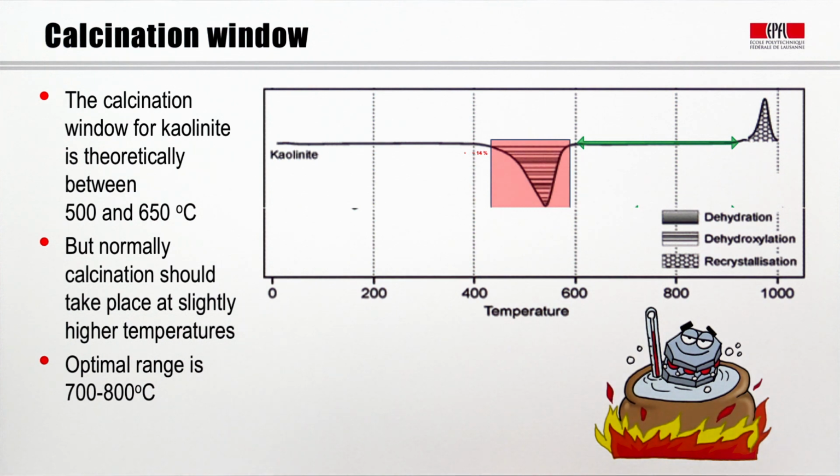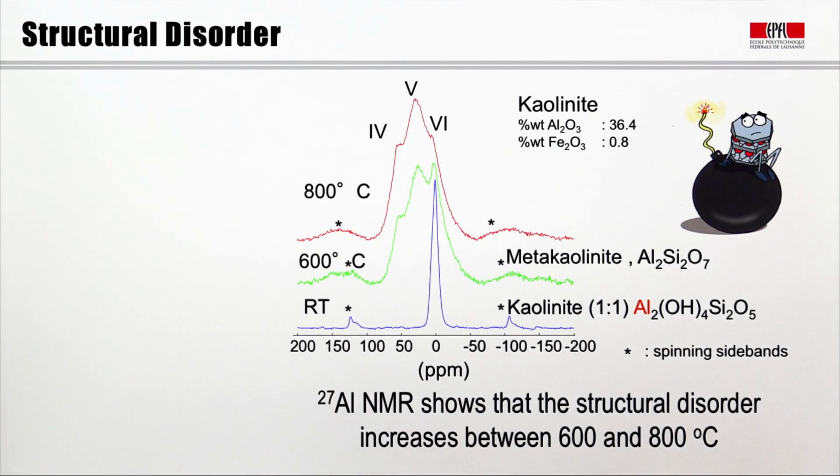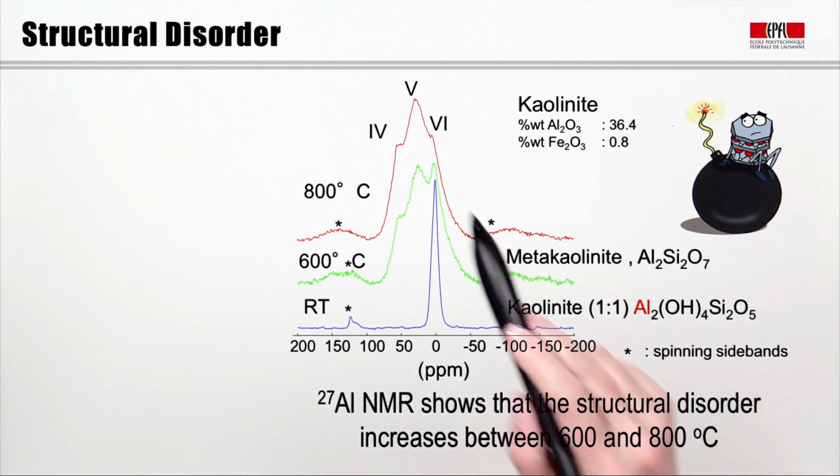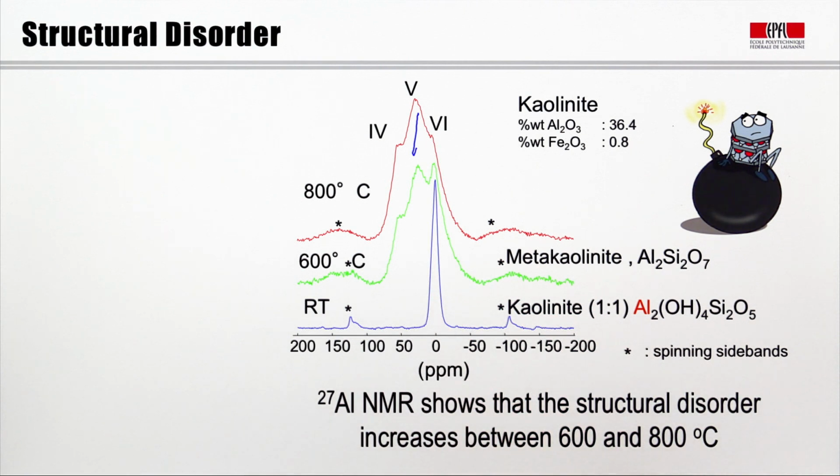But in fact, we find that if we stop at 600, this isn't really optimal in terms of reactivity. The optimal range is around 700 to 800. And we can understand this if we make a more sophisticated analysis, which we can do with aluminium NMR. So what aluminium NMR shows is the local environment around the aluminium ions. And particularly the presence of the 5-coordinated aluminium is the one that gives us this extra activity. And we can see the amount of this increases between 600 and 800.